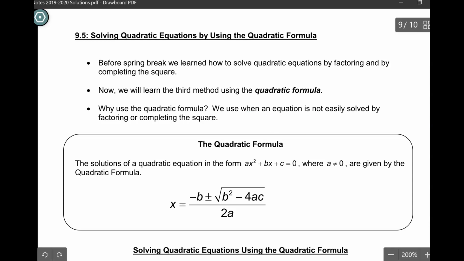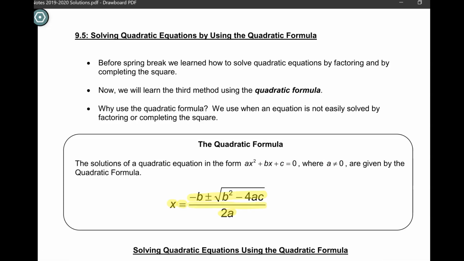It's a formula, which means we have to figure out what the values are, and we're just going to plug them in and simplify. So here it is, x equals, and it's not a very pretty formula, but it works. Negative b plus or minus the square root of b squared minus 4ac, divided by 2a.